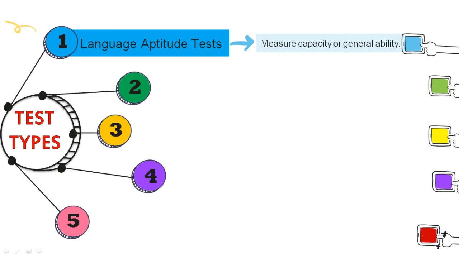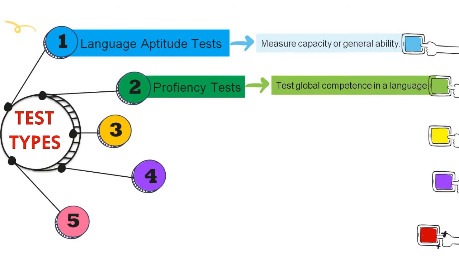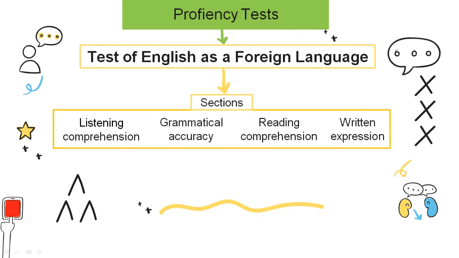The next is proficiency test. This test aims to test global competence in a language, and it tests overall ability. An example of this test is Test of English as a Foreign Language, or TOEFL. And this test consists of 4 sections: listening comprehension, grammatical accuracy, reading comprehension, and then written expression.